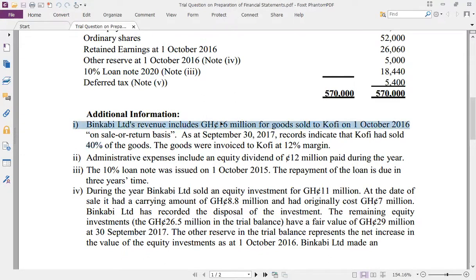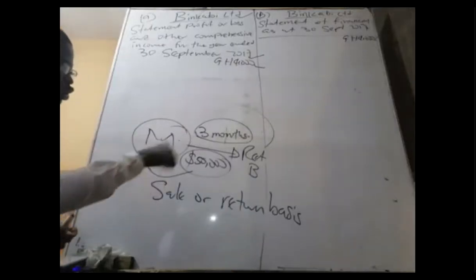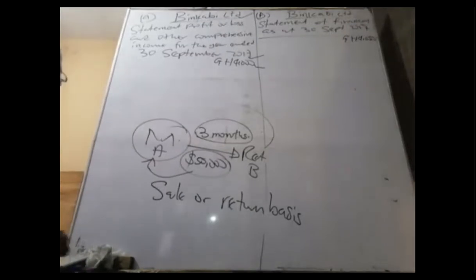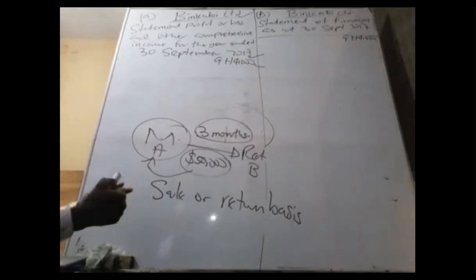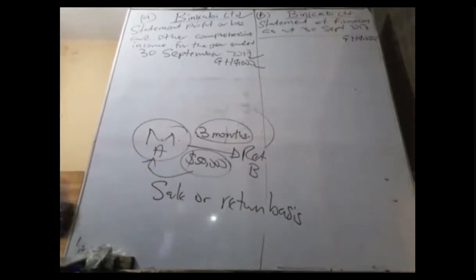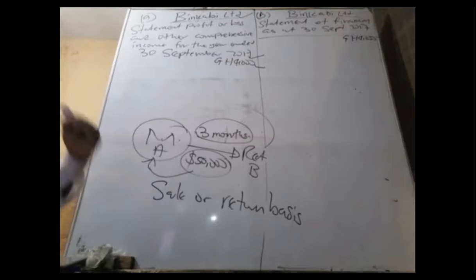However, they have to give us the profit margin so that we can calculate the profit or the cost. So tell the examiner this note in short: the proportion of the sales which have not been passed on yet, or not been sold yet, or the proportion of the goods which are still with Kofi, they are not worth sale. So therefore, it must be reversed.